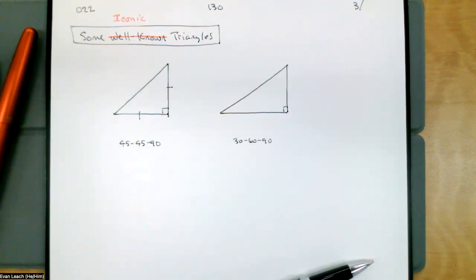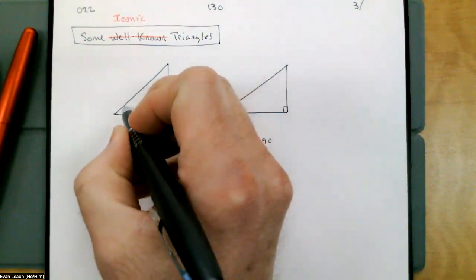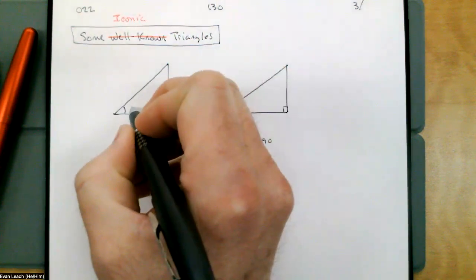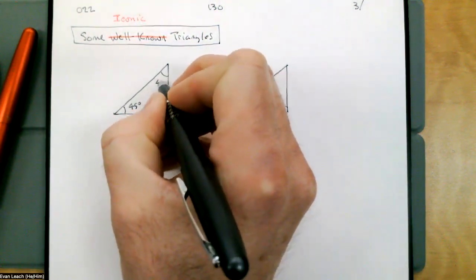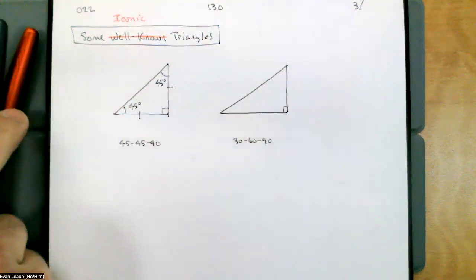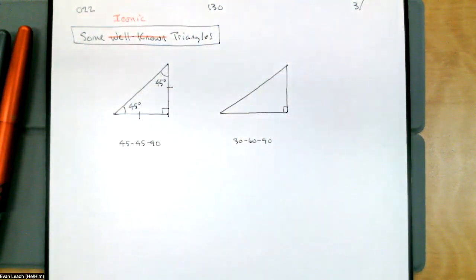In the 45, 45, 90 triangle, it's isosceles, two sides are the same, and that means the two angles are the same as well. And since the two acute angles of a right triangle have to be complementary, each one has to be 45 degrees.